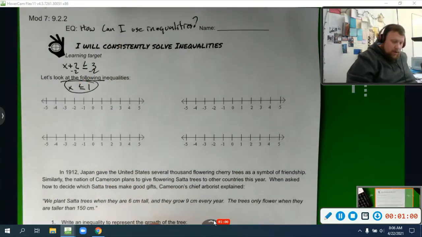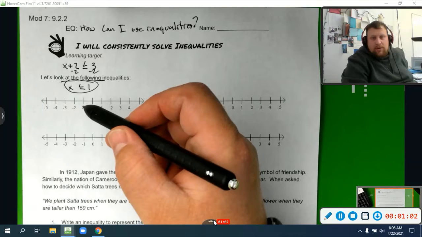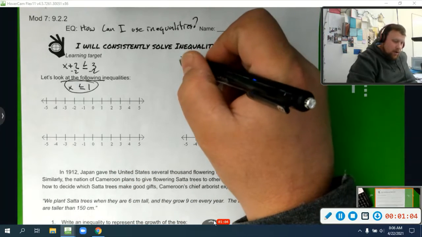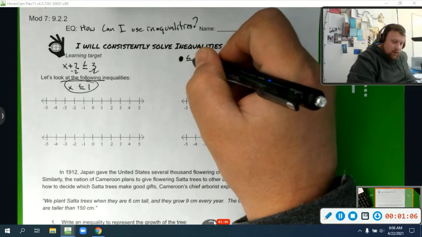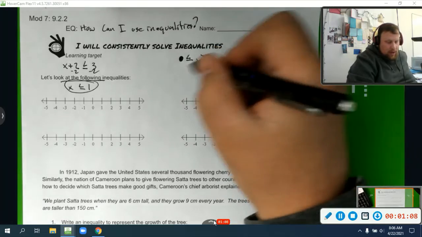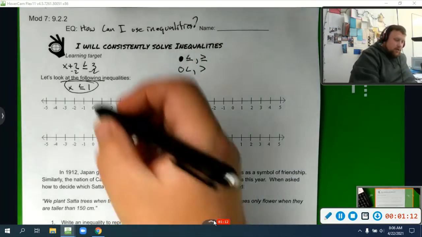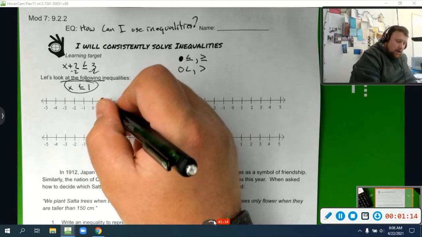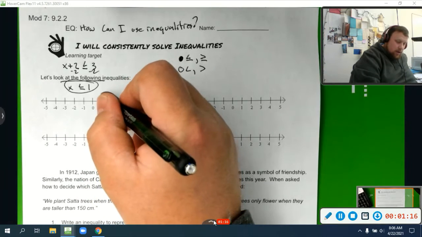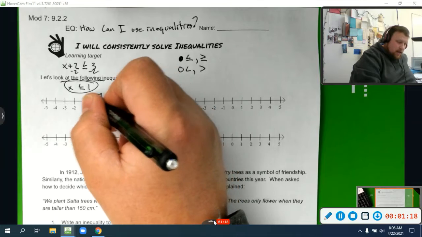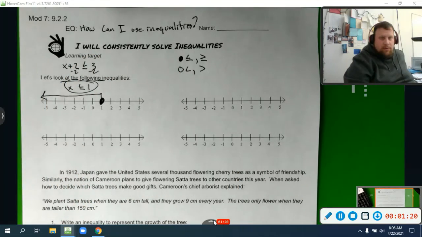So what are we going to do? We're going to go to 1. Less than or equal to is what kind of a dot? Let me remind you. Closed dot is less than or equal to or greater than or equal to. And an open dot is less than or greater than. So at 1, we're going to do a closed dot because it's less than or equal to. And since it's less than, I'm going to draw an arrow left because those are all the numbers less than. Awesome. Good work.